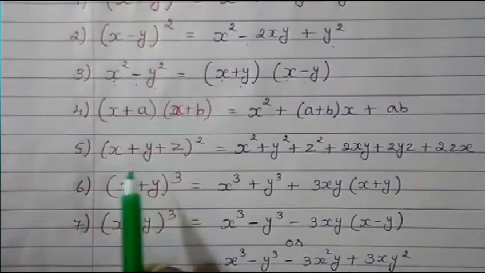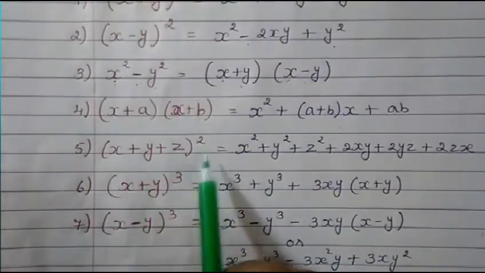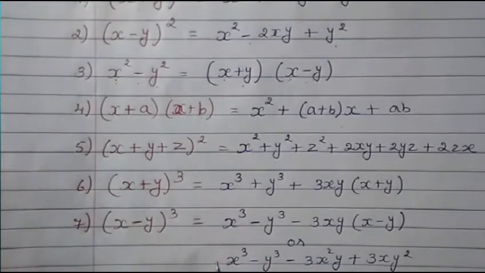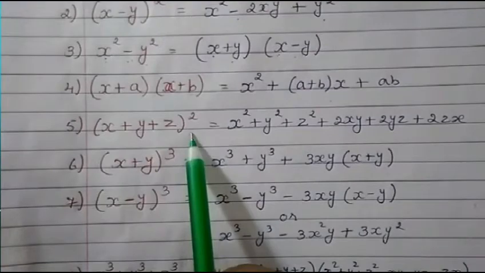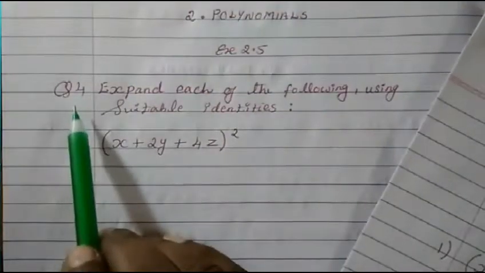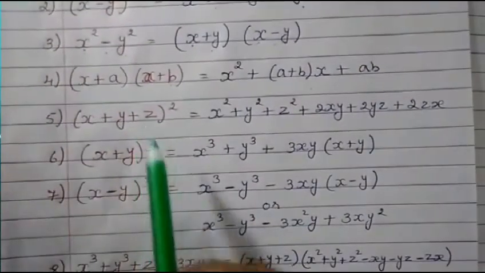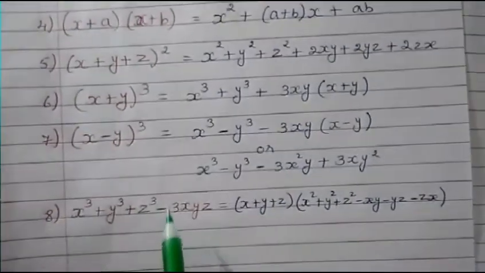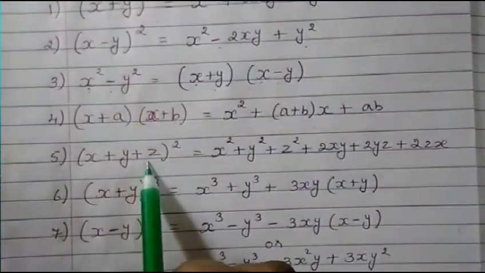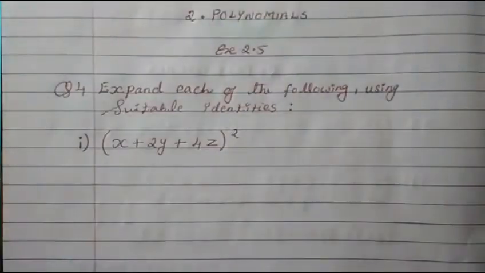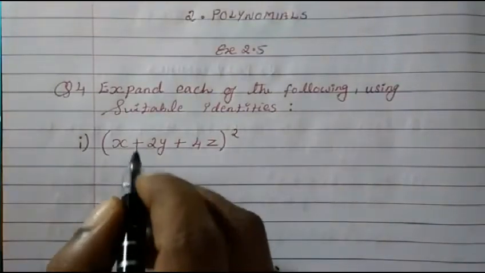Now you look at this, you have x, y, z and the whole square. So this identity will suit this question. So let's take this identity. In fact, in this question 4, all 6 parts will have the same identity, because the other ones are cube ones. So this is the identity which suits all the parts in this question. So quickly write down this identity. These identities you have to learn by heart.